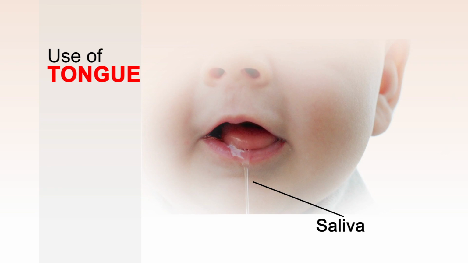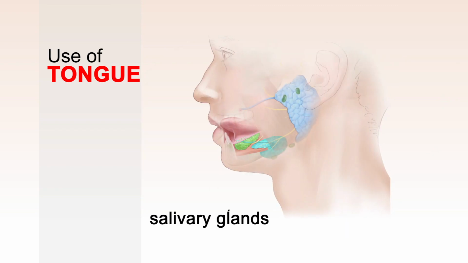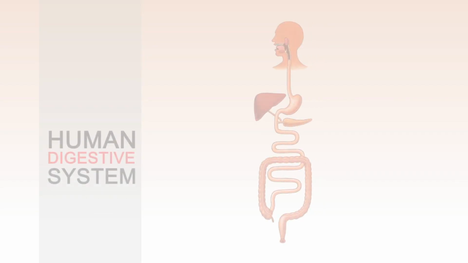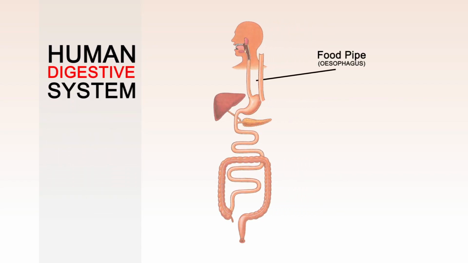Wait, I forgot about saliva. Do you have your mouth full of water-like substance on seeing delicious food items? That slimy thing is called saliva. It is secreted from salivary glands present inside our mouth. Saliva breaks down the starch into sugars. The next part is the food pipe, also known as the oesophagus. Food is pushed down by the movement of the wall of the oesophagus.